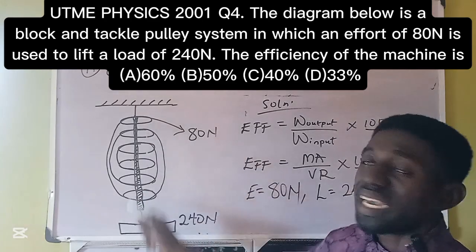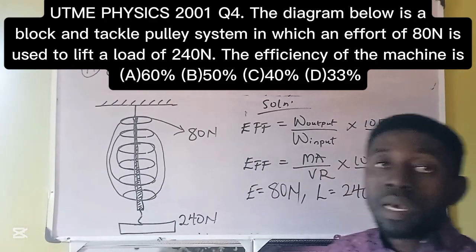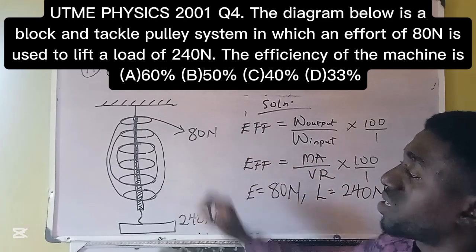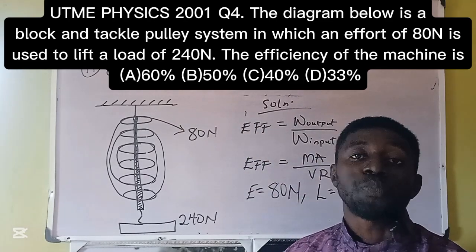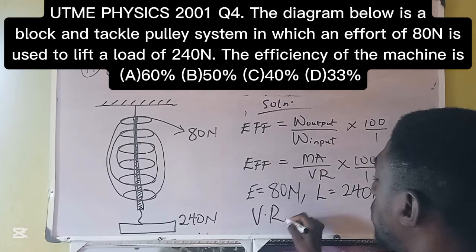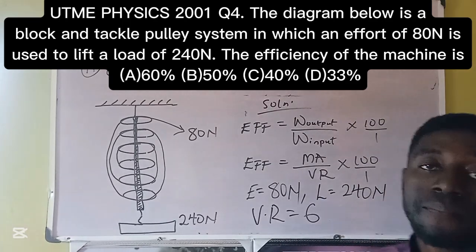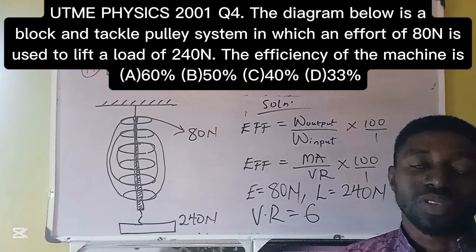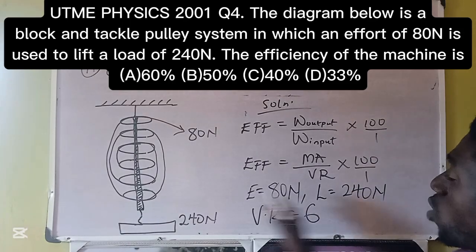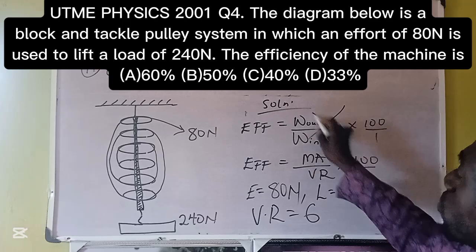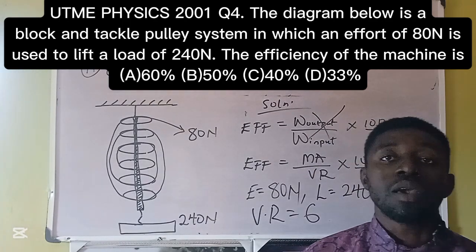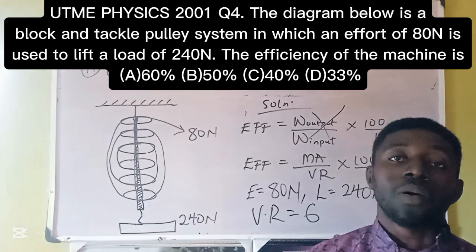There's another parameter that is hidden. Go to the diagram and count the number of pulleys: 1, 2, 3, 4, 5, 6. The diagram has 6 pulleys. Therefore, VR is equal to 6. Then the question becomes, what parameter is favored? You can observe there is no work given, so this is out. So the best formula is efficiency equals MA over VR times 100 over 1.